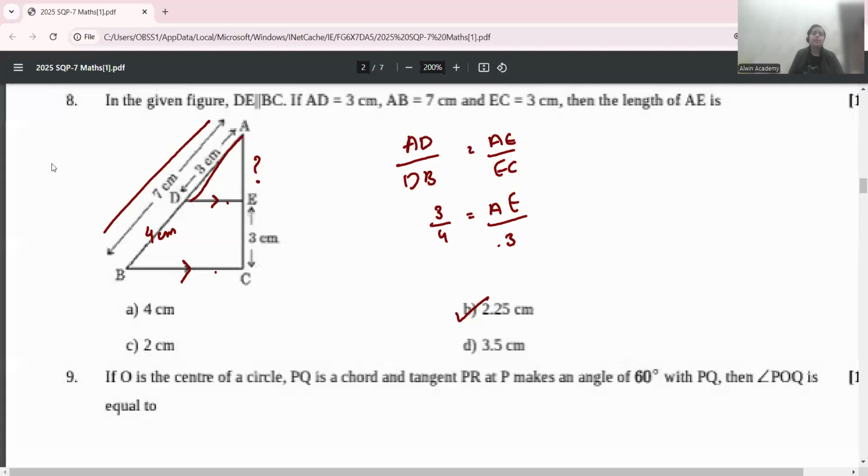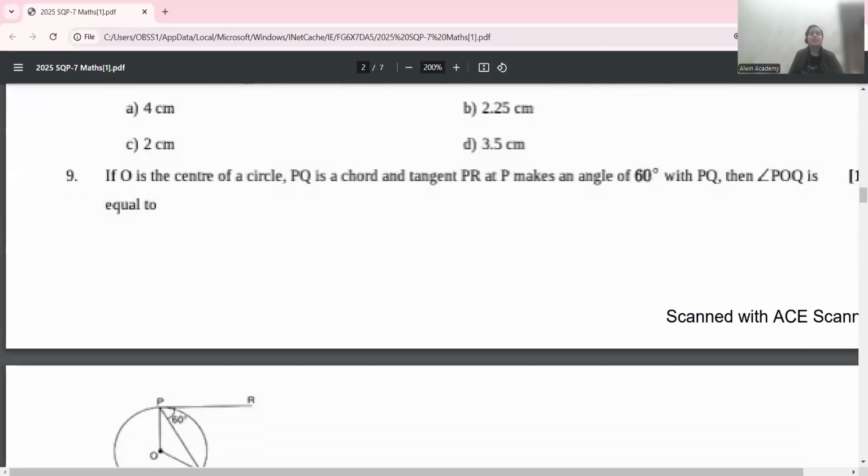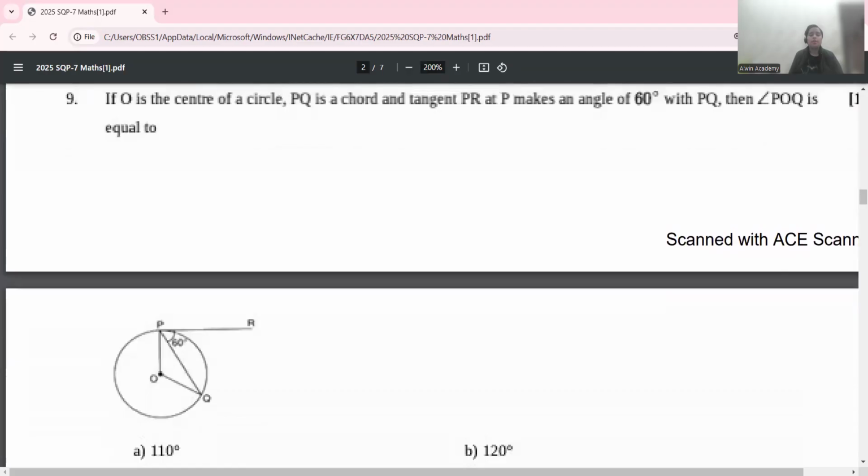Going to the next question. If O is the center of a circle, PQ is a chord, and tangent PR at P makes an angle 60 degree with PQ, then angle POQ is, we have to find this angle. Now herein, if we look carefully, PO is the radius and PR is tangent. Thus, this must be a 90-degree angle. This complete angle must be 90 degree. And we are given that this part of the angle is 60 degree.